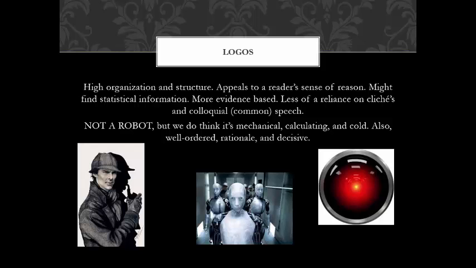So with that out of the way, let's move on to the 3 different styles of how we do rhetoric. I might have covered this in a previous video based on what order you've seen them in, but just a recap for those who've seen them. So logos is a high organization and structure. It appeals to a reader's sense of reason. You might find statistical information, and it's important to note that this is more evidence-based, as well as it relies on a really, really well thought out structure for your paper.